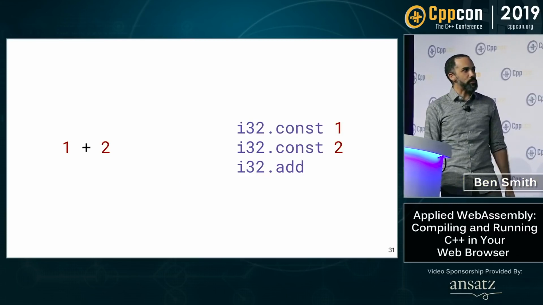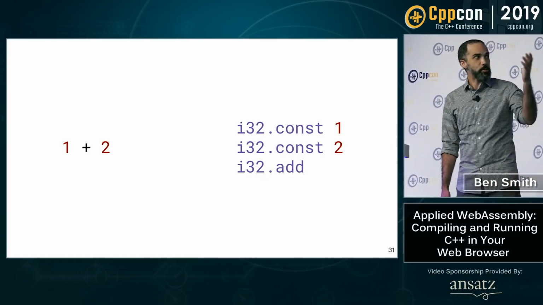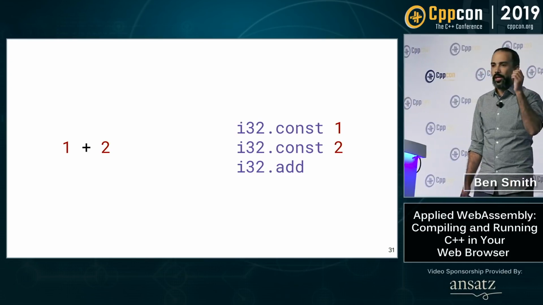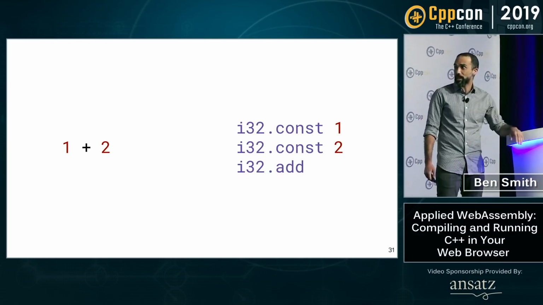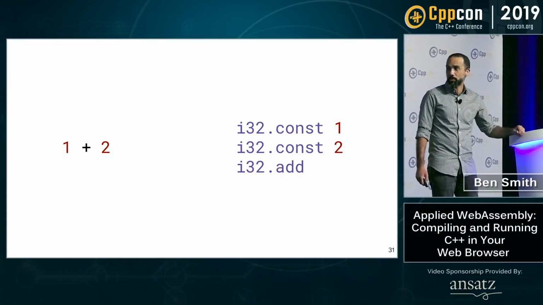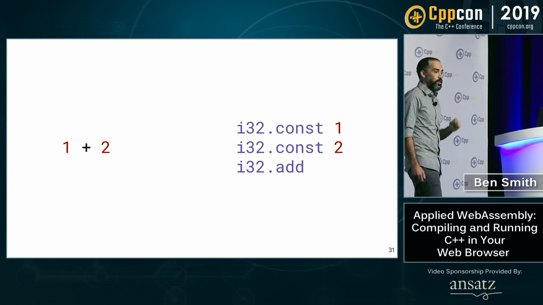So this just gives you a little bit of an example of the stack machine. If you did something like 1 + 2, you would say i32.const 1, i32.const 2, and then i32.add. So the first instruction pushes the 1, second instruction pushes the 2, and then the third instruction pops those 2 values and then adds them and then pushes that result onto the stack.